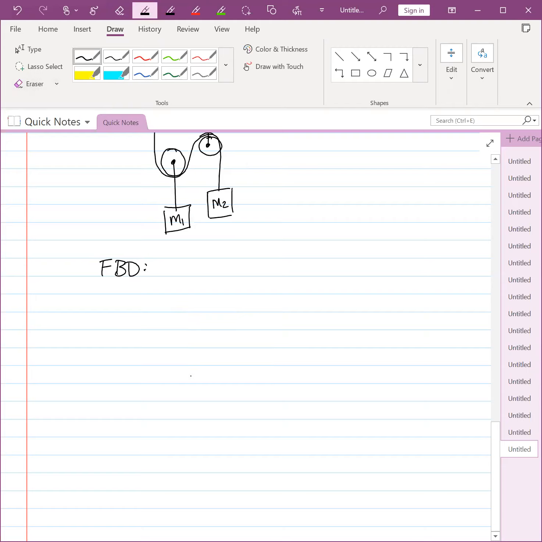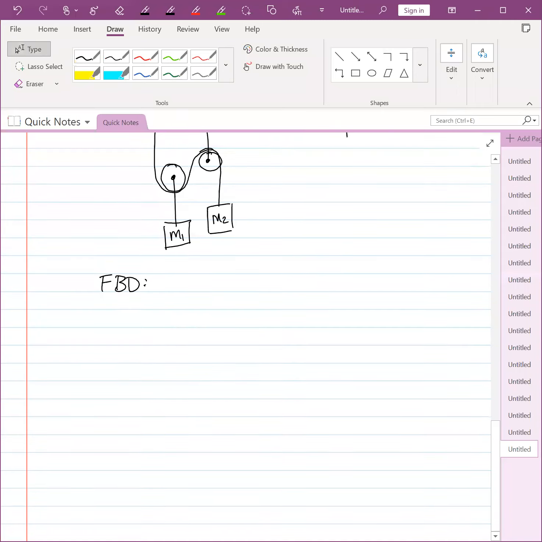Actually, we'll need a free body diagram for all three of them. So let's do free body diagrams for all three of them. So we have our pulley with a tension force pulling down on it. Let's call this tension of mass 1. It's the tension force that is coming from the block with mass 1, right? Actually, we'll just call that tension 1.